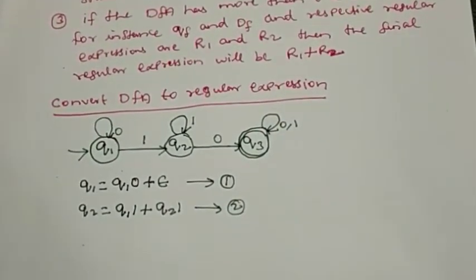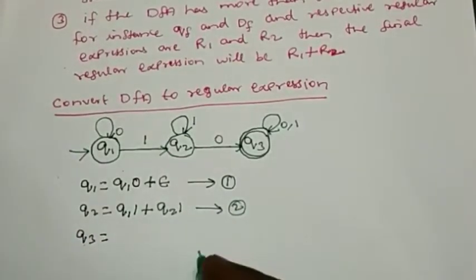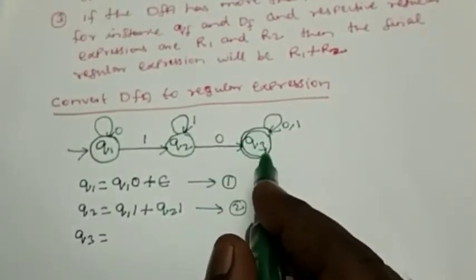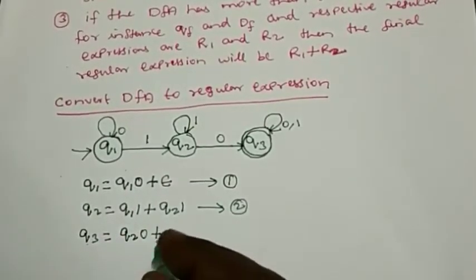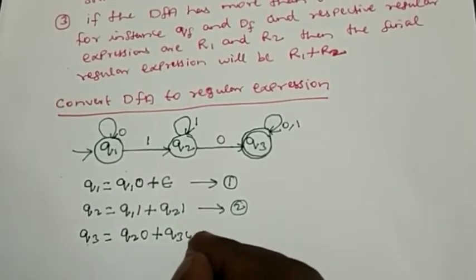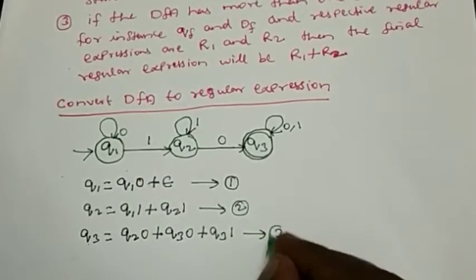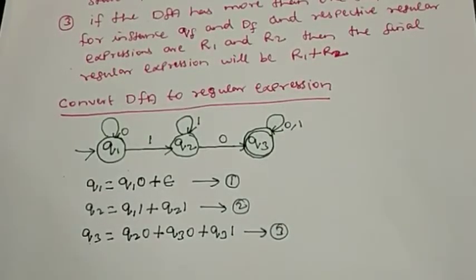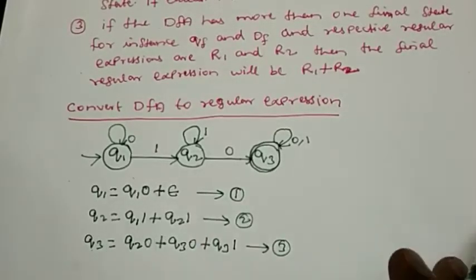Now we will go for Q3, which is going to be the final state here. Q3 has three transitions: one from Q2 and two transitions from Q3 itself. So Q3 is equal to Q2 0 plus Q3 0 plus Q3 1, and we name this state equation as equation number 3. Now I said that you have to compute the regular expression for the final state. What is the final state? Q3 is the final state here. So you are supposed to compute the regular expression for this Q3.